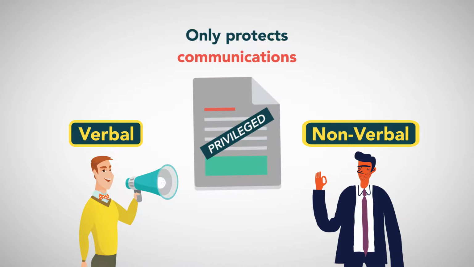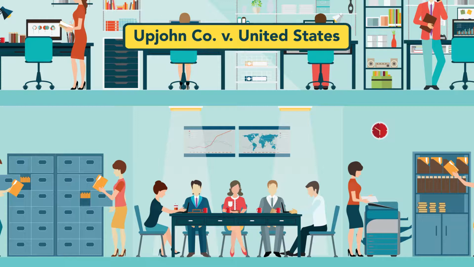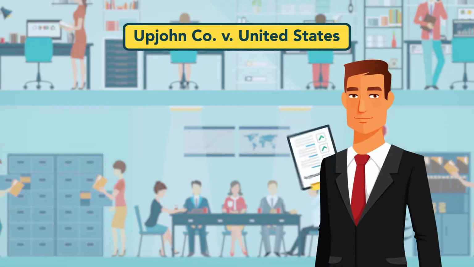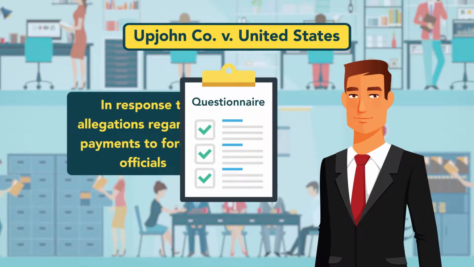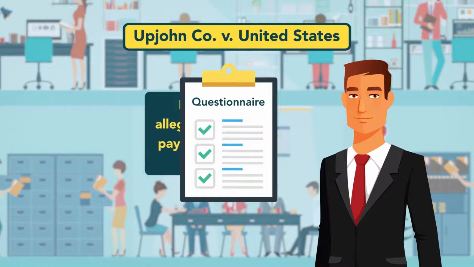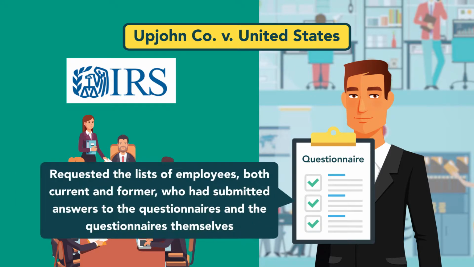A famous case that draws the line between communications and non-communications is Upjohn Company versus the United States. Here, an attorney for a large corporation sent questionnaires to the corporation's employees in response to allegations regarding payments to foreign officials. Soon after, the Internal Revenue Service began an investigation of the tax consequences of these payments and requested lists of employees, both current and former, who had submitted answers to the questionnaires and the questionnaires themselves.